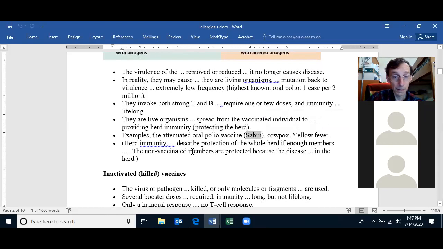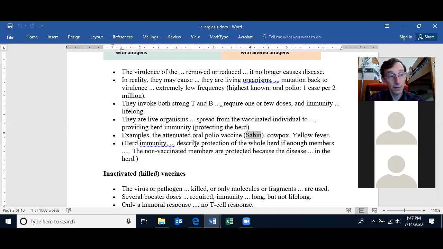Remember, herd immunity is when you protect enough people with the vaccine that the disease can't spread in the herd, meaning the population is safe because enough people are immunized that the disease can't spread in the population. And how many people you need to get immunized depends on the pathogen. With measles, it's very high.